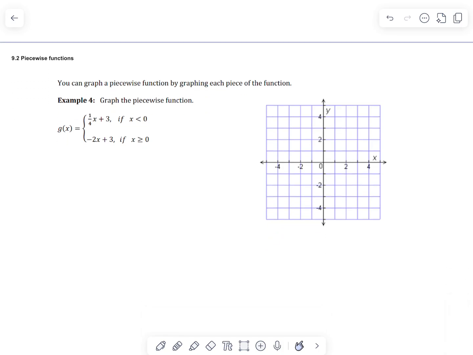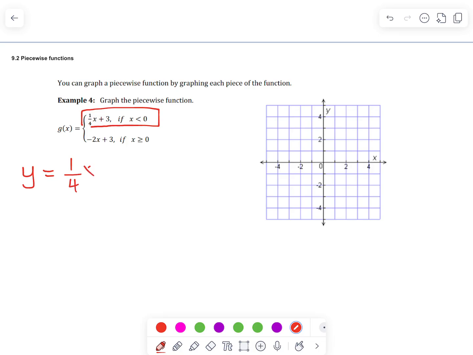You can graph a piecewise function by hand by graphing each piece of the function. So here is our piecewise function. So we're going to first graph this piece of the function. So I'm going to go ahead and just go right down below. y equals 1/4 x plus 3. And I'm going to ignore the domain restriction of x less than 0. So I'm just going to graph that line.